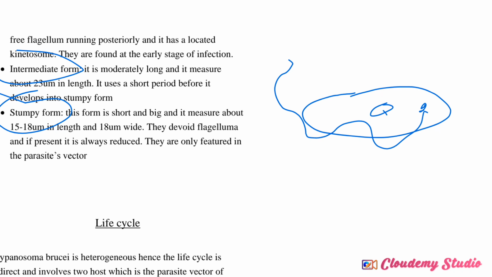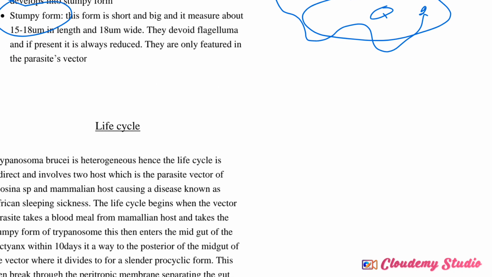What about the stumpy form? The stumpy form is usually short but big. It is measured about 15 micrometers in length and 18 micrometers wide. They are devoid of flagella, but if the flagellum is even present, it is going to be reduced. And they are only featured in the parasite vector. So you find the stumpy form only in the parasite vector.